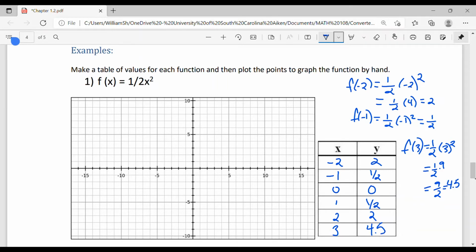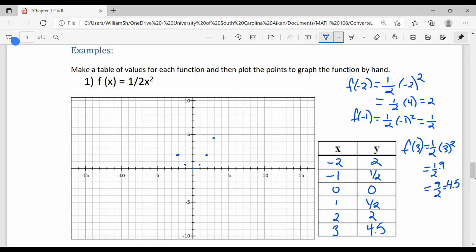Let's see what we can graph here. So I'm going to go to -2 and then go up 2. I'm going to go to -1 and then to 1/2, which is about right there. I'm going to go to 0, 0. I'm going to go to 1, 1/2. I'm going to go to 2, 2. And I'm going to go to 3 and up to 4 1/2.